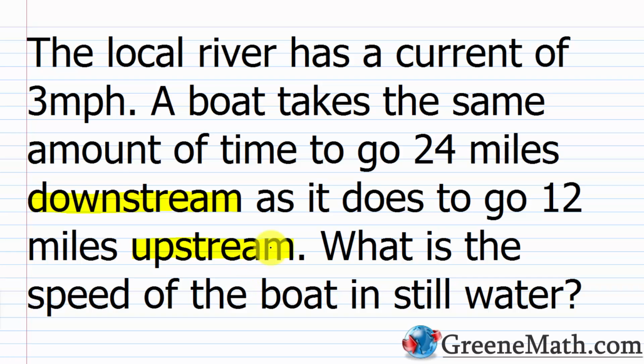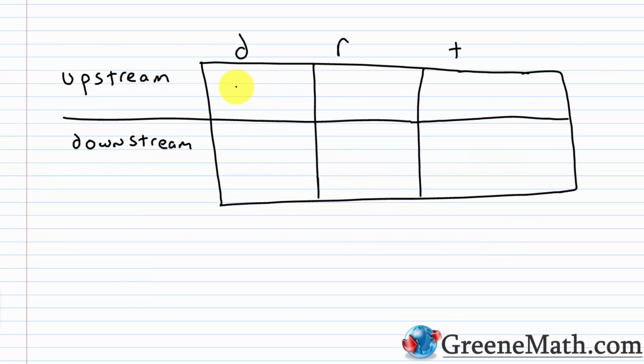So for the distance, I'm going to put 24 miles under downstream and 12 miles under upstream. Okay, so I'm going to write 12 here and 24 here. Again, the distance when I'm going upstream is 12 miles. The distance when I'm going downstream is 24 miles. Now let's think about the rate.